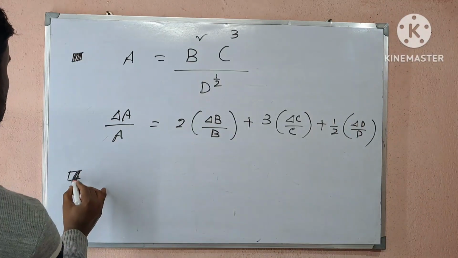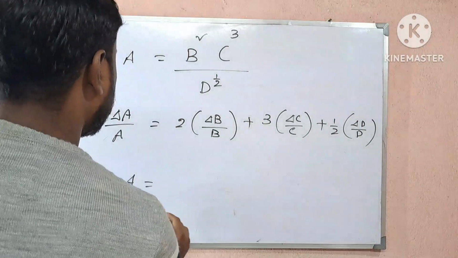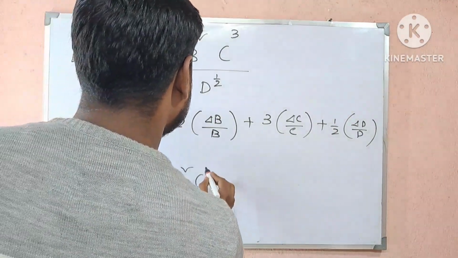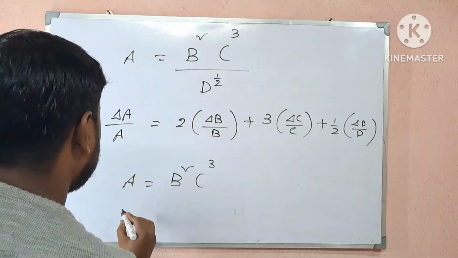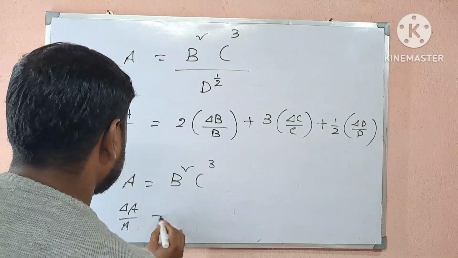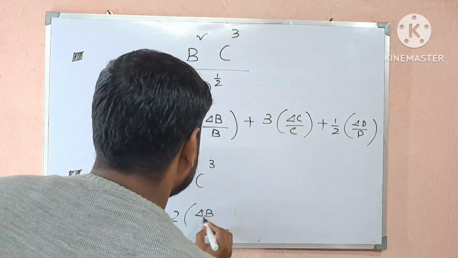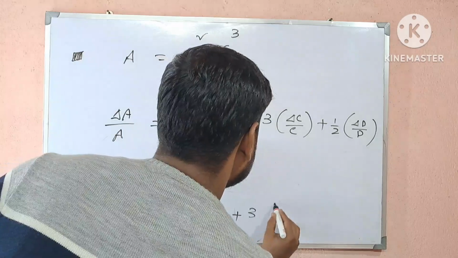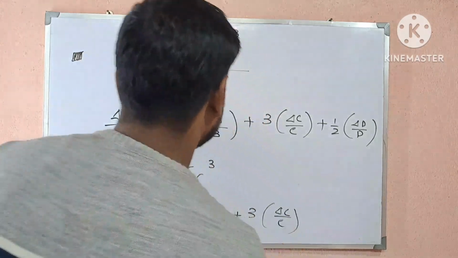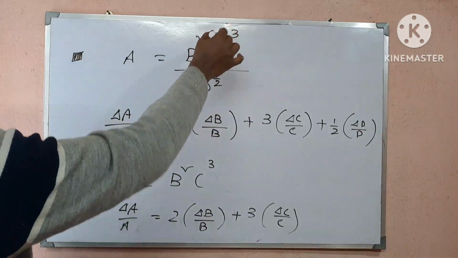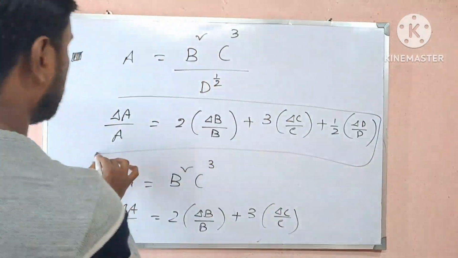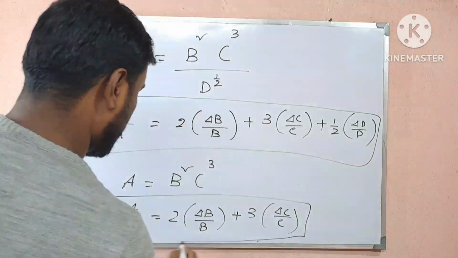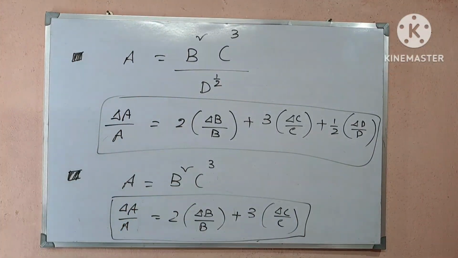If a few physical quantities are related as A equal to B square C cube, then we have to write delta A by A is equal to 2 into delta B by B plus 3 into delta C by C. It doesn't matter whether the power is plus or minus, always it will be in the plus formula. Okay, this is the general formula for calculation of error.